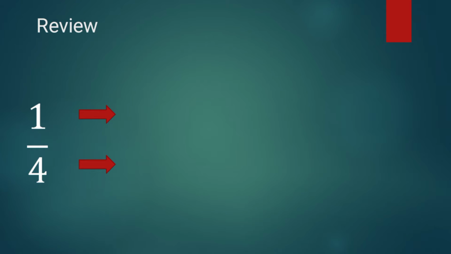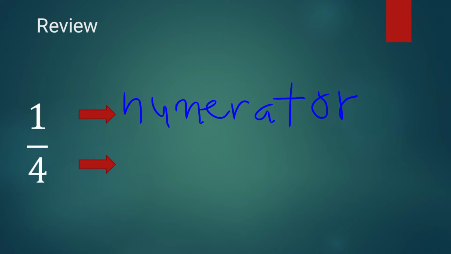Let's have first a review. So, in the fraction 1/4, 1 is what we call the numerator. The top number is the numerator. And 4, which is the bottom number, is the denominator.